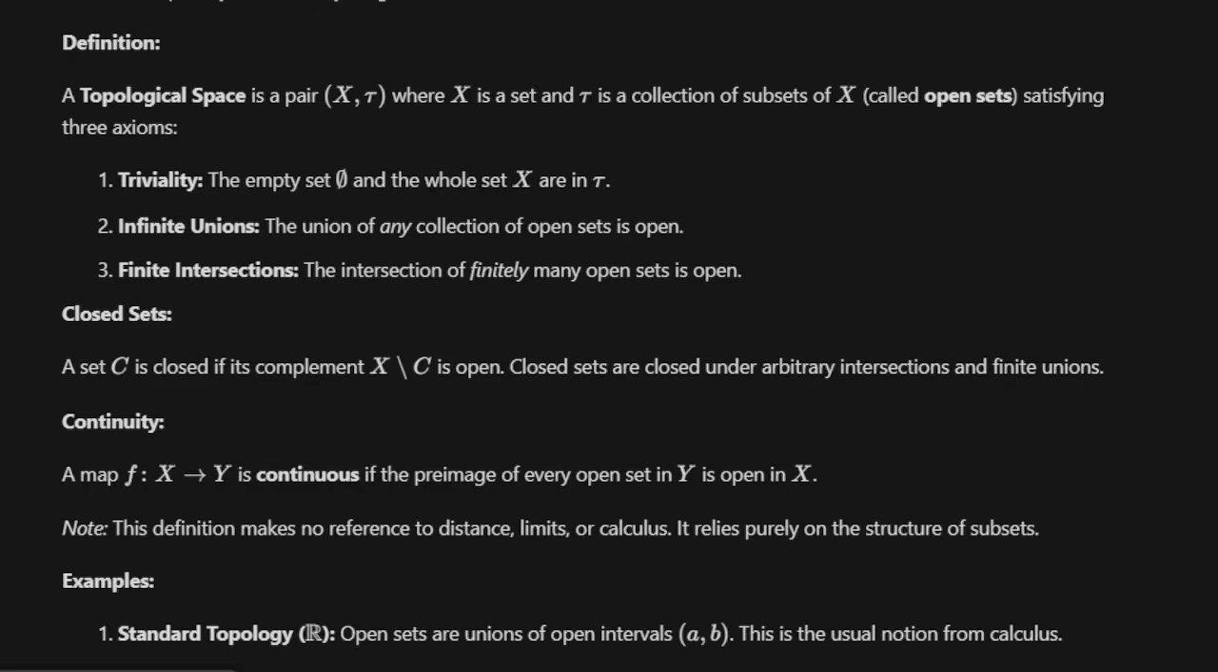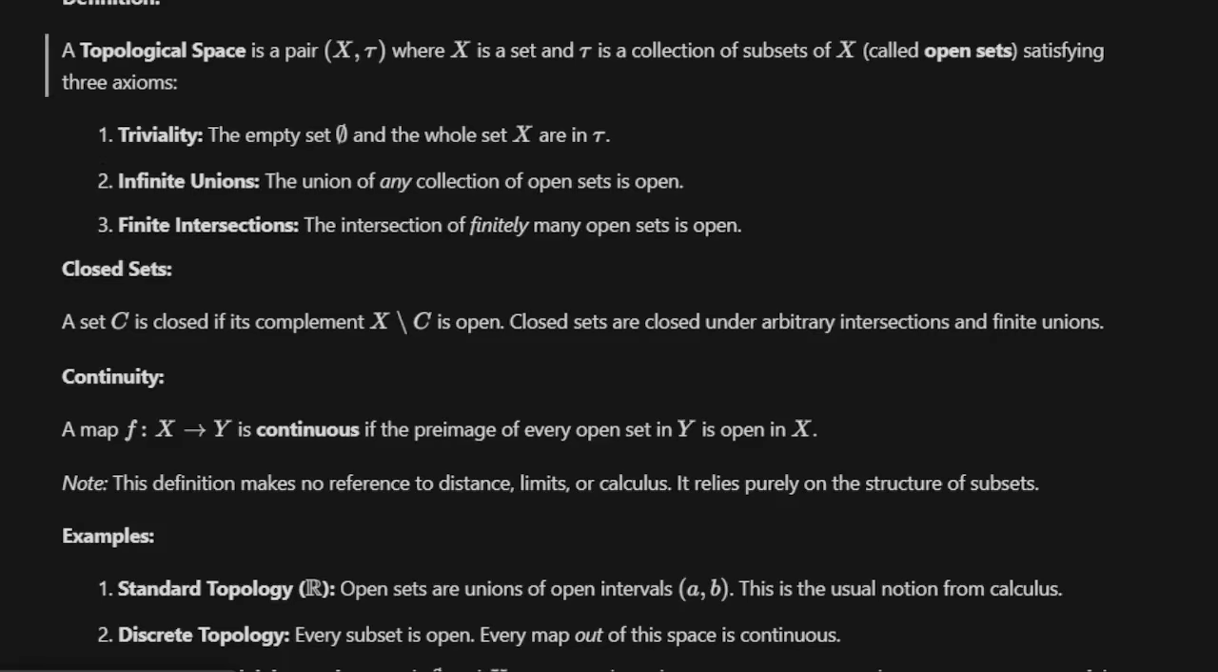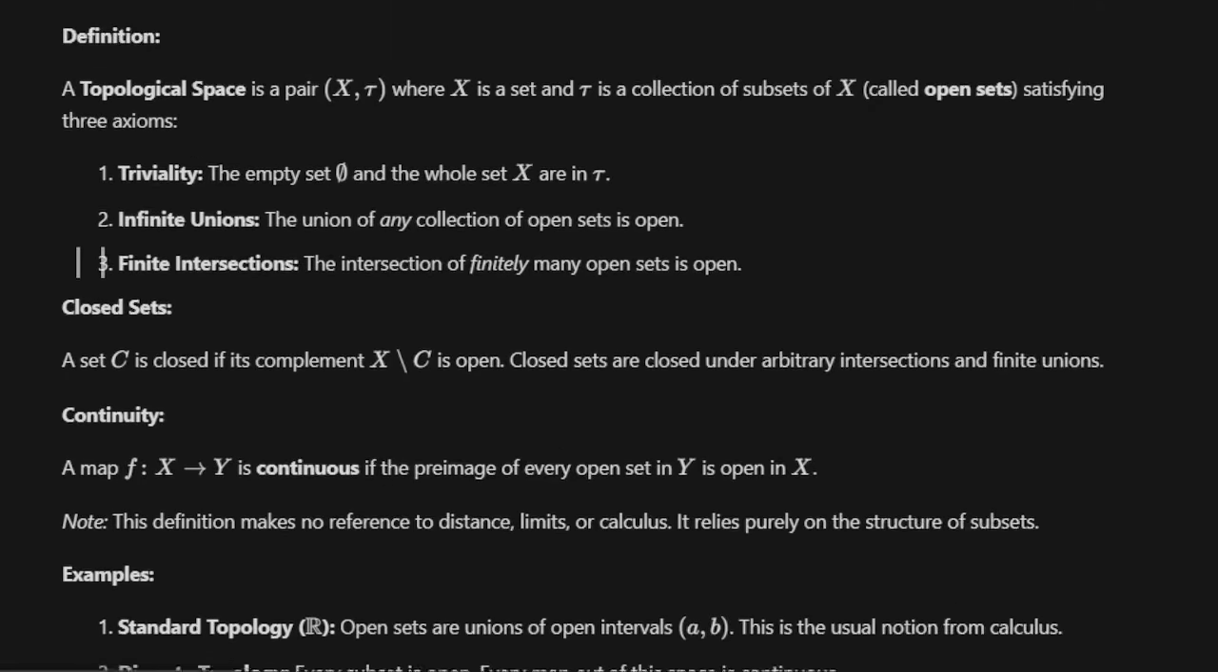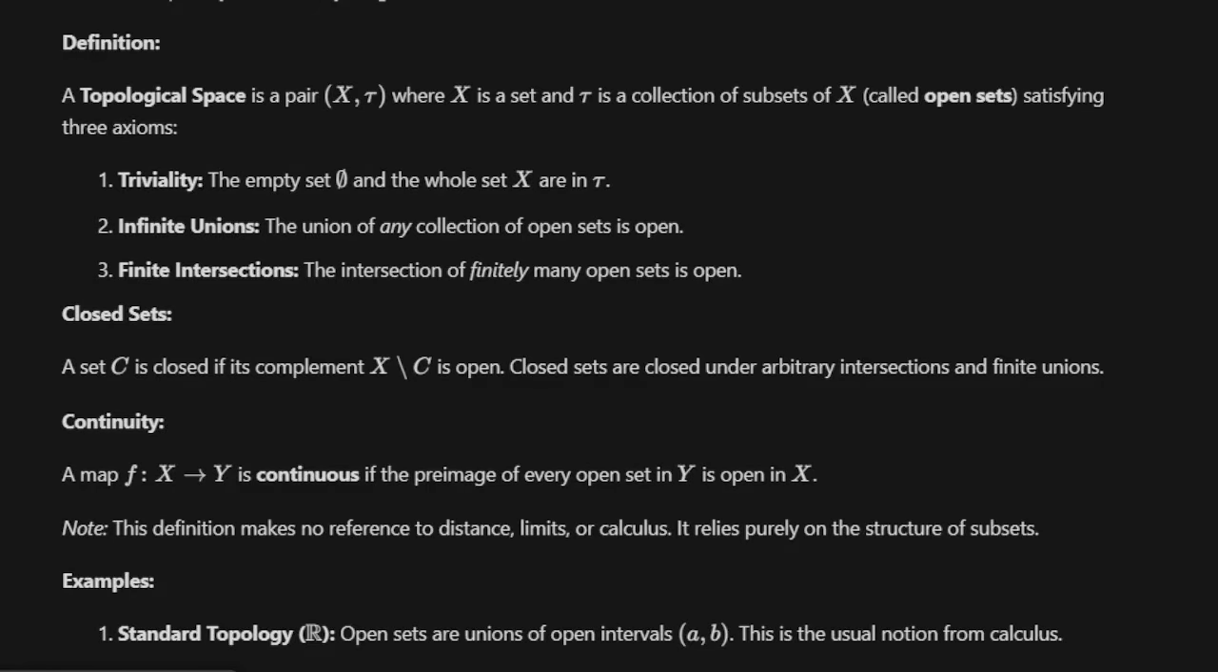A topological space X, technically it's a pair, is equipped with a collection of subsets of X called open sets, tau, and these must satisfy 3 axioms. First, triviality: the empty set and the whole set are in tau, they're open subsets. Then the infinite union: you take any number of open sets, combine them, and the result is open. And then finite intersections: if you take a finite number of open sets and find their overlap, the result is open.